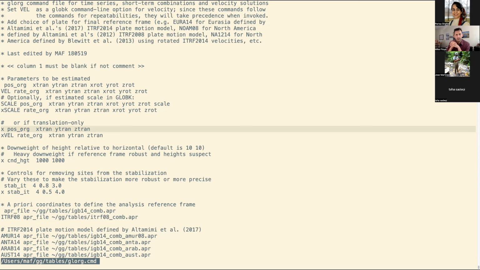And those 2 things combined, if you want to go with a small network, that's fine, but do translation-only stabilization for the reference frame, or just add more sites that are at a large distance at the very beginning, and then you can do translation and rotation. So one of those 2. Okay, that makes sense. Thank you so much. Thanks. Yeah, sure.